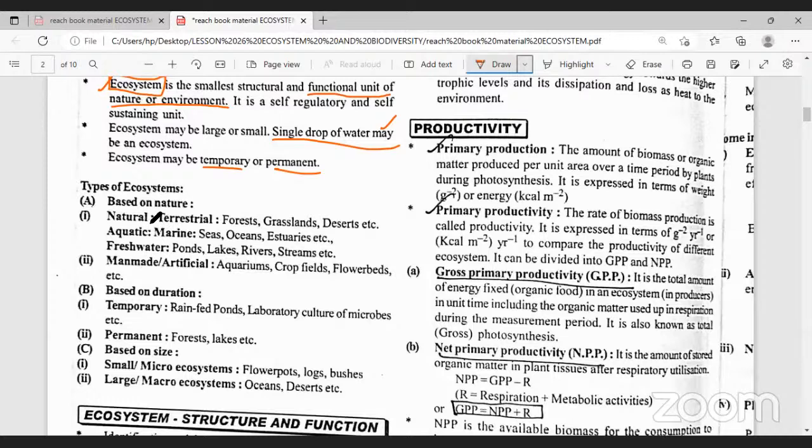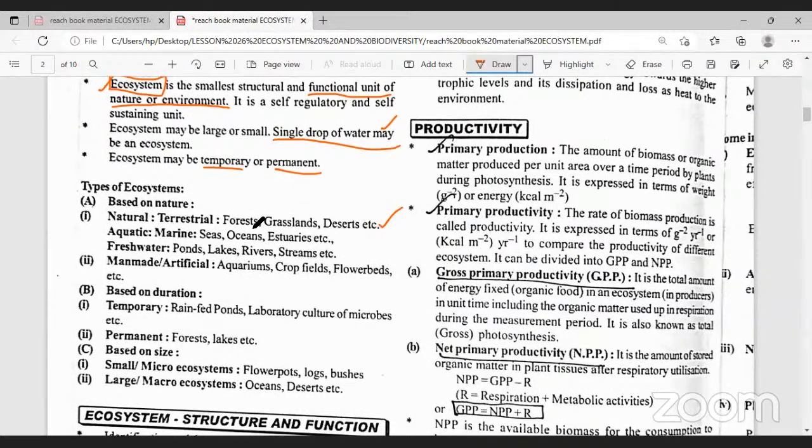Natural means already present as it is, isn't it? Terrestrial: forest, grassland, desert, etc. These all come under the heading known as natural ecosystem. Okay. So this is the permanent one. And aquatic: marine, sea, ocean, estuary areas. These are all natural. Freshwater: pond, lakes, rivers, streams. These are all natural or permanent. The second one is called man-made or artificial.